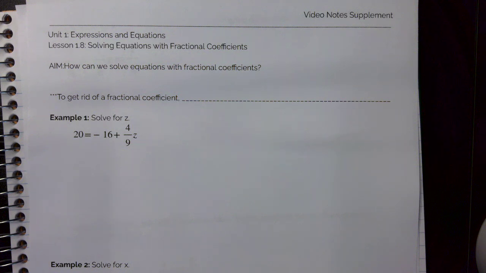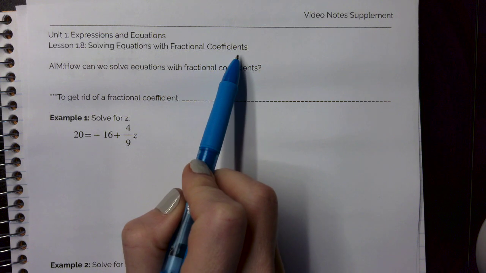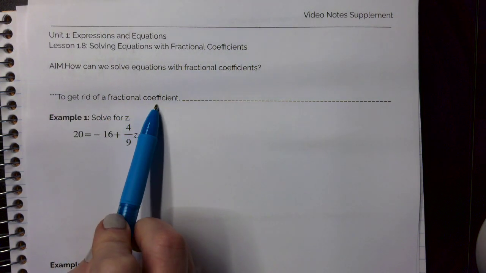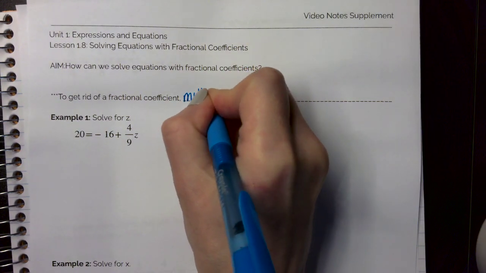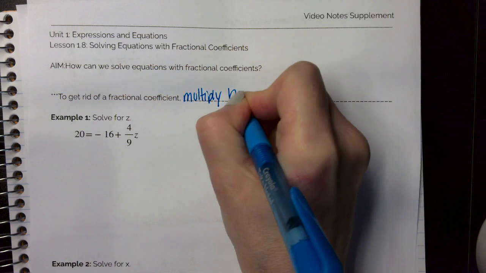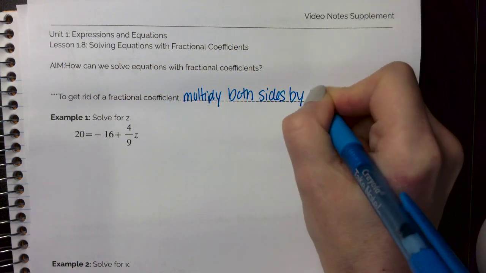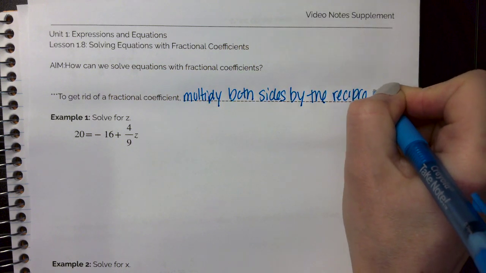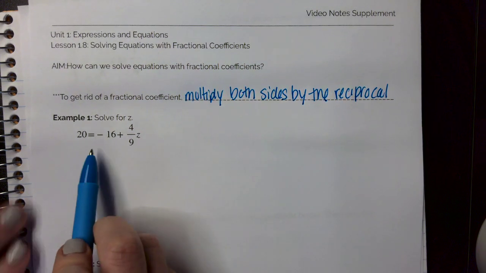Hi, I'm Miss Ha, and this is lesson 1.8, Solving Equations with Fractional Coefficients. To get rid of a fractional coefficient, multiply both sides by the reciprocal. And with that, let's get started.